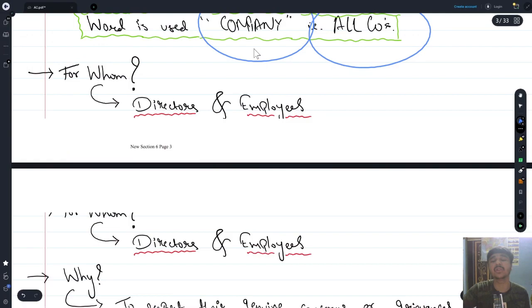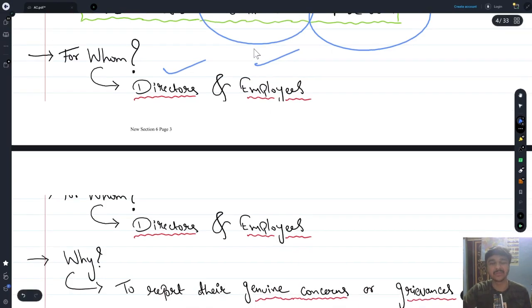Now why do you need to have a vigil mechanism? You need to have it for directors and your employees. Obviously you have employees, and every employee is in a mood to complain that the company is very bad to work for, but obviously this vigil mechanism is not for that. We're going to discuss what it is for. So yes, it is going to be for directors and employees.